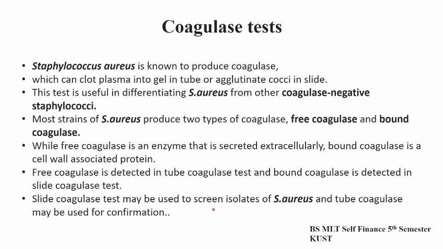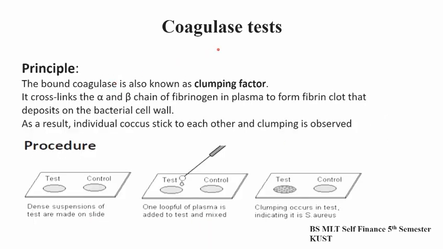So the next one is the coagulase test principle. On which principle is it based? The bound coagulase is also known as clumping factor. It cross-links the alpha and beta chains of fibrinogen in plasma to form a fibrin clot. The deposit on the bacterial cell wall is the result. Individual cells cohere to each other and clumping is observed.